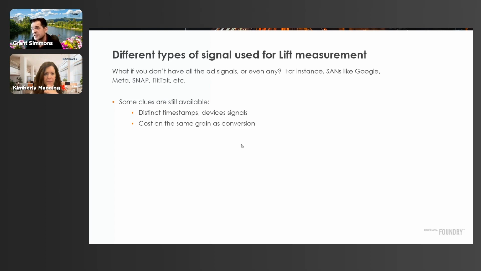The good news is there's still some clues available. In the case of the self-attributing networks, you do have timestamps. And in the case of pretty much any advertiser who's actually serious about user acquisition, you have cost. And if you have cost at the same grain as your conversions, you've actually got something to work with. And we'll talk about that here in a second.